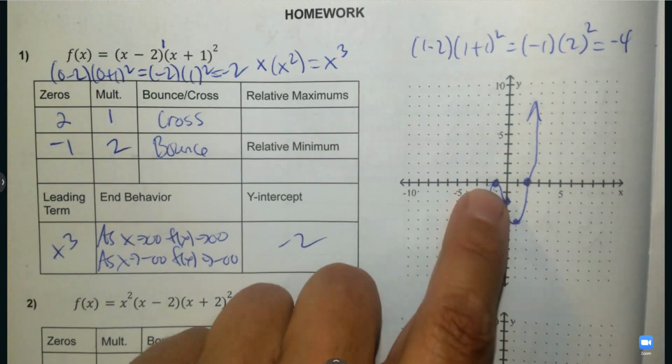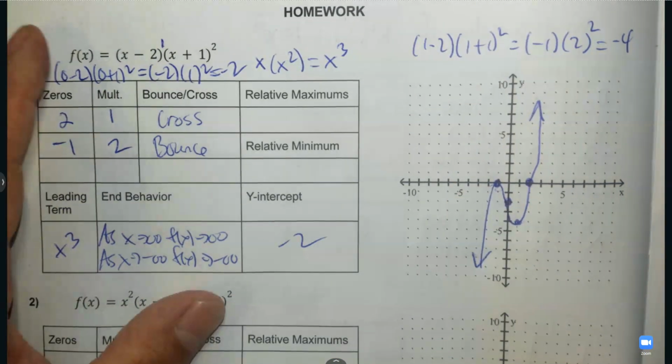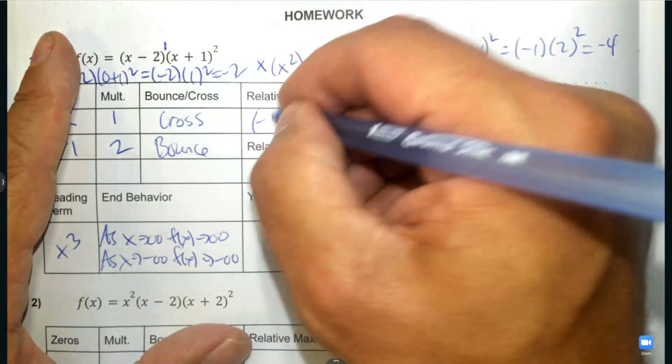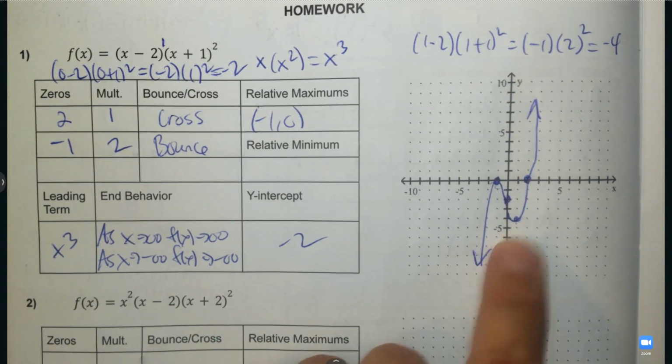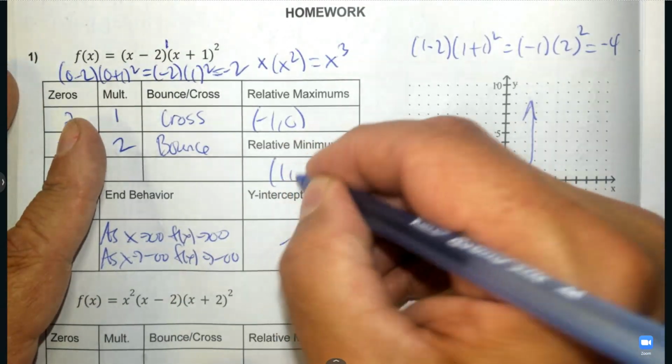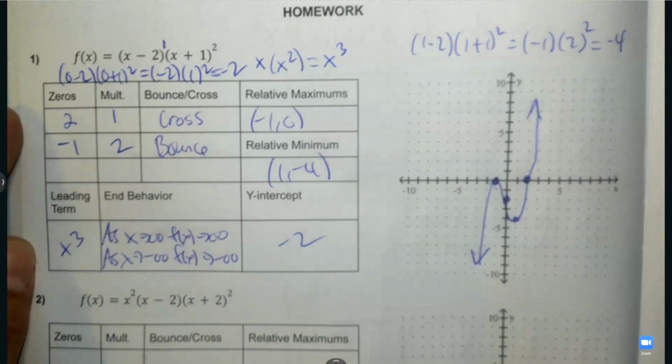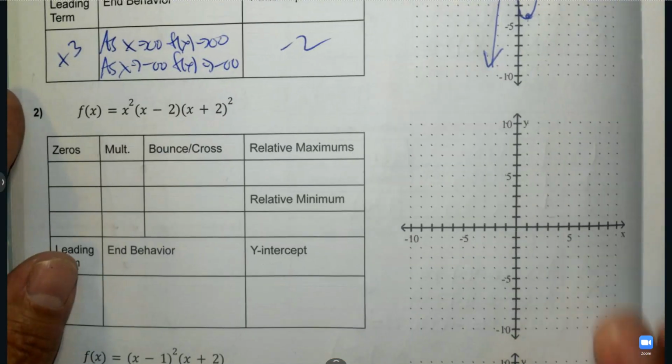Now from this graph, I can see there's a maximum at -1, 0. I can also see that there's a minimum at 1 and -4. That's it. That's what I want you to do. Do you want to try number 2 and then press play?